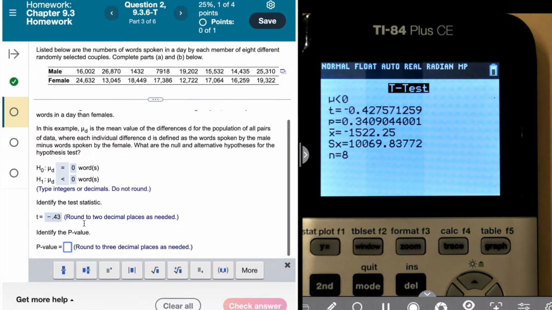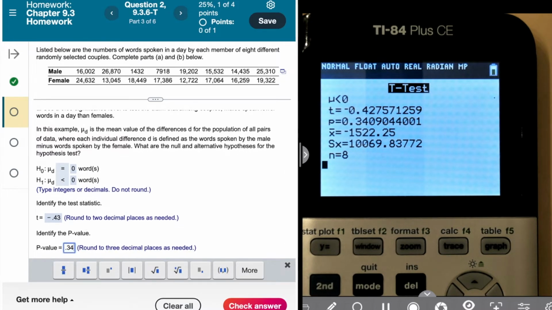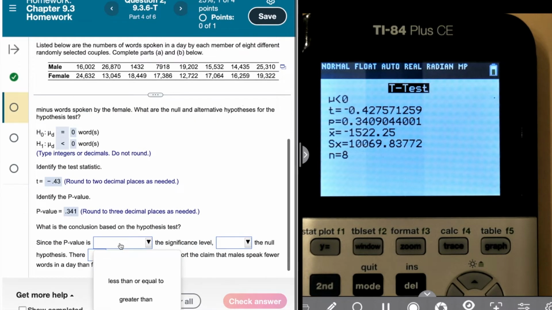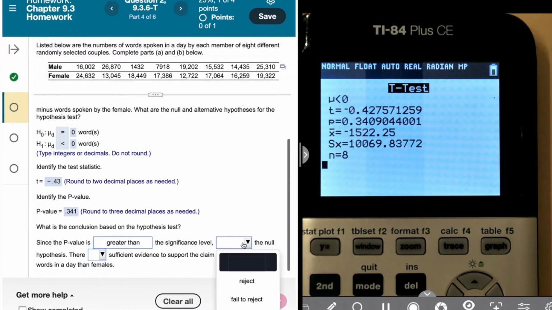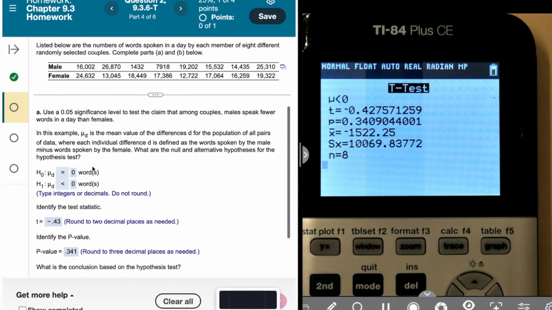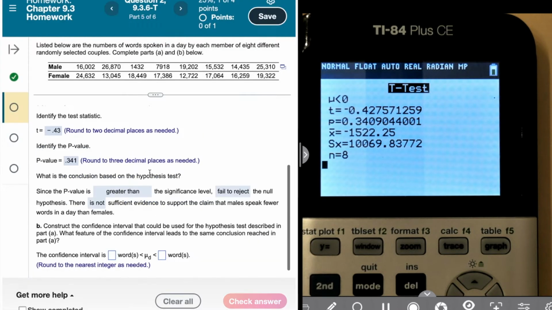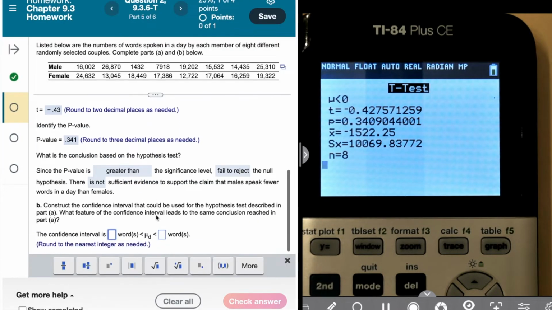The p-value is fairly large, to 3 decimal places, 0.341. And the p-value is definitely greater than, I don't even know what the significance level is, but that's a really big alpha, something that happens 34% of the time. That is not rare. So we will fail to reject, and there is not significant evidence to claim that men speak fewer.